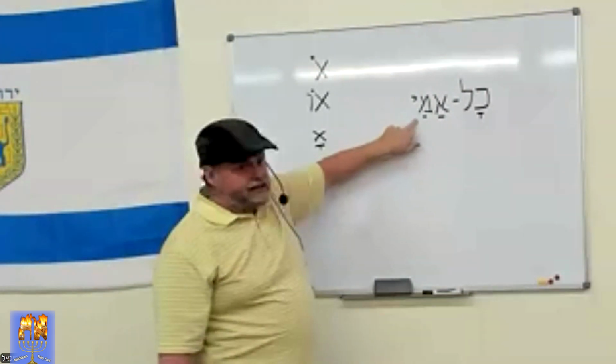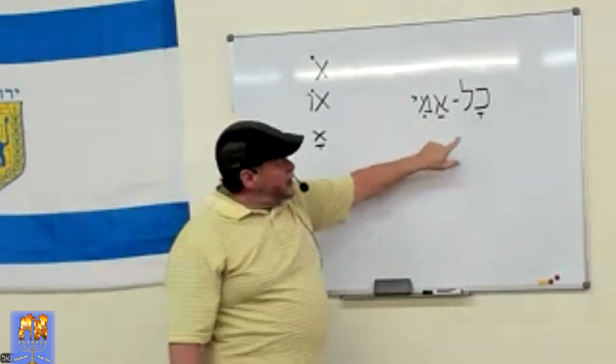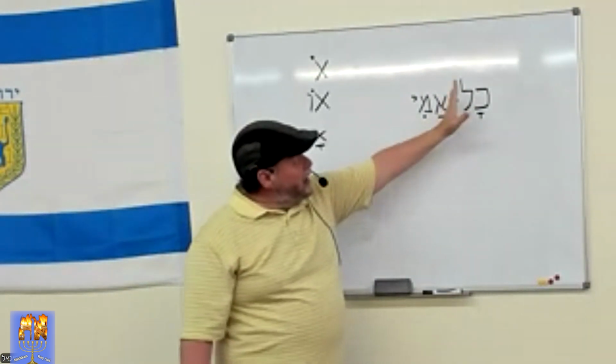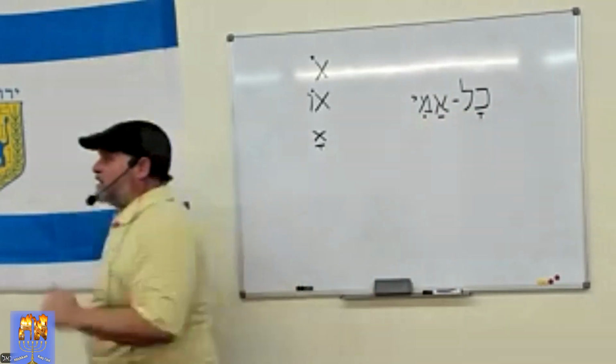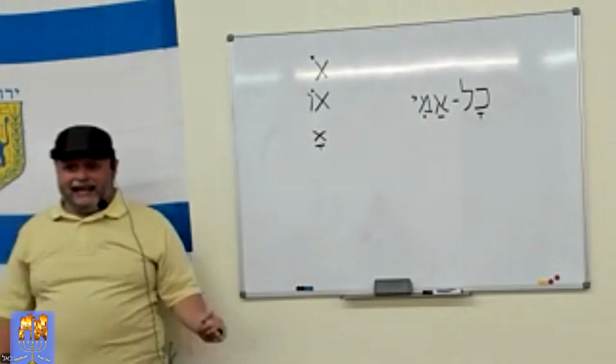This is where your accent or where your stress is. So this is a closed, unaccented word. Therefore, we would pronounce that mark as O, not as A.